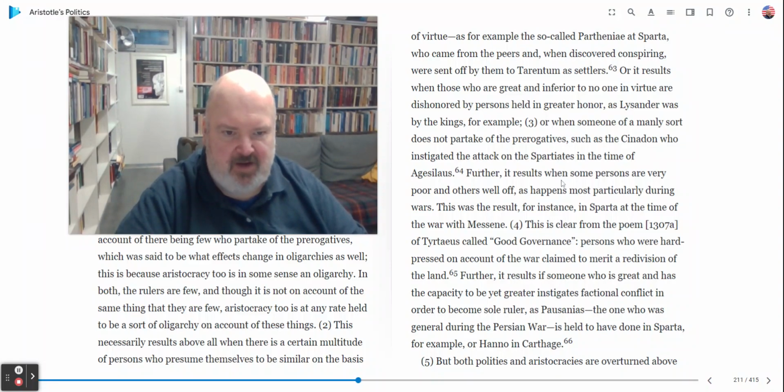Further, it results when some persons are very poor and others are well off, as happens most particularly during wars. This was the result, for instance, in Sparta at the time of the war with Messene. This is clear from the poem of Tyrtaeus called "Good Governments," Eunomia. Persons who were hard pressed on account of the war claimed to merit a redistribution of land.